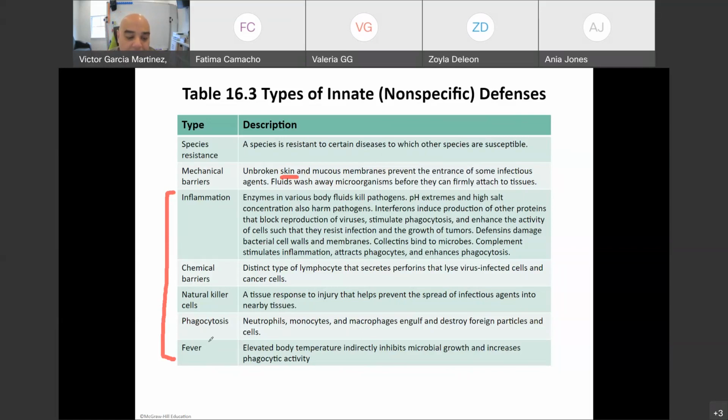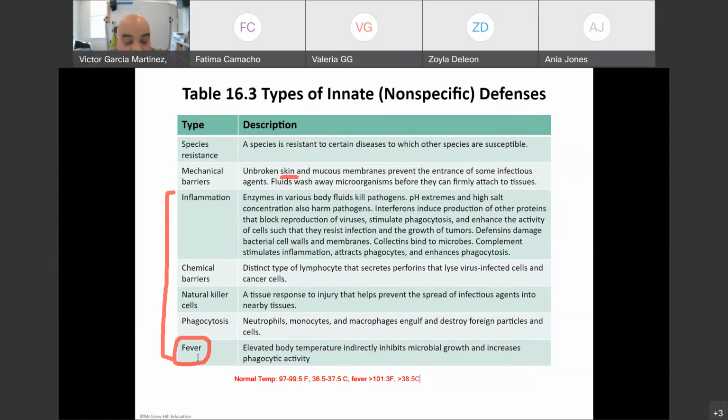Then you have another general method, which is fever. And I was talking about fever. Guys, if you remember the normal temperature, it's 97 to 99.5 if we're talking about Fahrenheit, or 36.5 to 37.5 if we're talking about Celsius. Remember, fever is going to be if you have more than 101.3 for Fahrenheit, or if you have more than 38.5 if we're talking about Celsius.